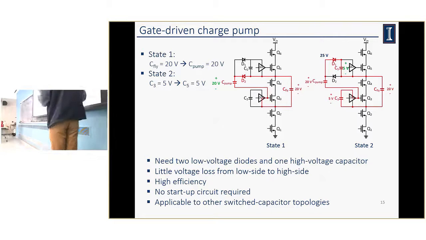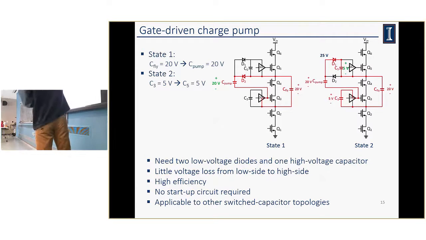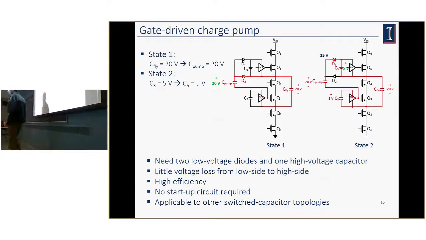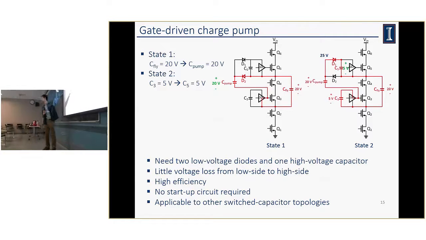Of course, there are two diode drop losses in this case, the drops of D1 and D2. Since these two diodes only need to block 5 volts, they can be very small diodes and have very low voltage drop. So essentially, in this operation, we may lose only 0.5 volts or less. And all of the high voltage is blocked by this C pump. The rating of the C pump is the same as the rating of this C fly.